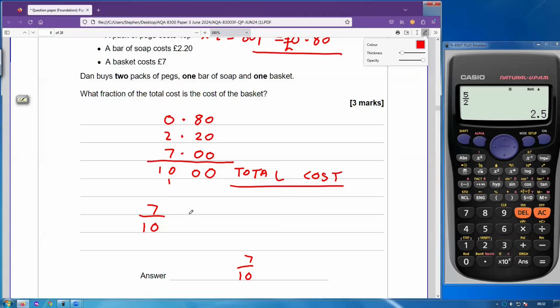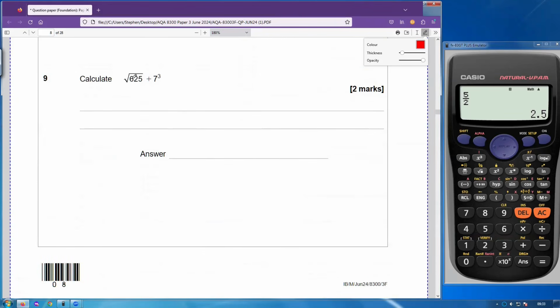Calculate the root of 625 plus 7 cubed. Now we could just plug it all into the calculator and we will get the answer, which they may give 2 marks for, because we've got to get both bits right. But I think it's worth showing them in sections. So what we're going to do is square root 625, 25.